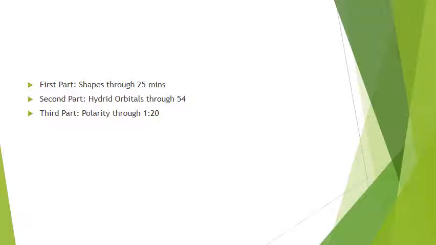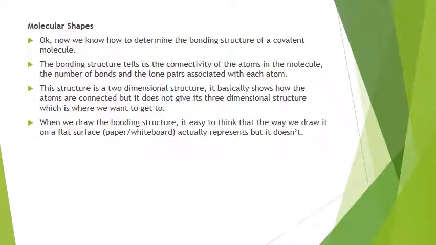Okay, so let me just give you a heads up on how this PowerPoint is going to work out. It basically has three parts. The first part is going over shapes of molecules, and that'll be for the first 25 minutes. The second part will include hybrid orbitals, which goes through about 55 minutes. And the last part will go through the end, which is about 80 minutes. So there are three parts, each about 25 to 27 minutes.